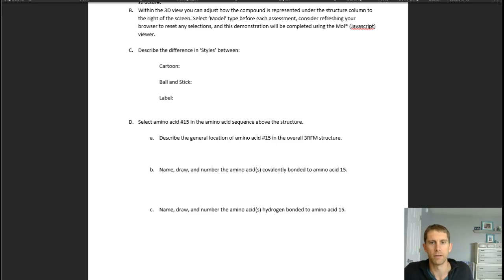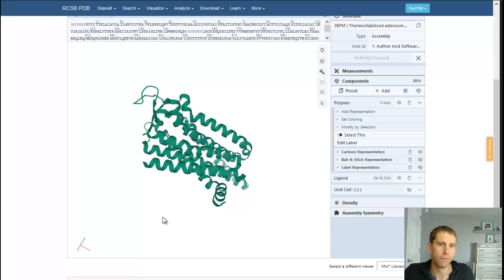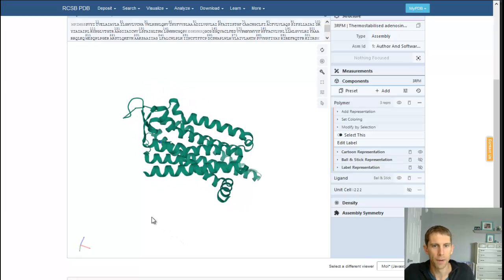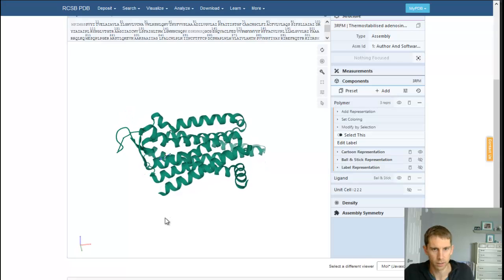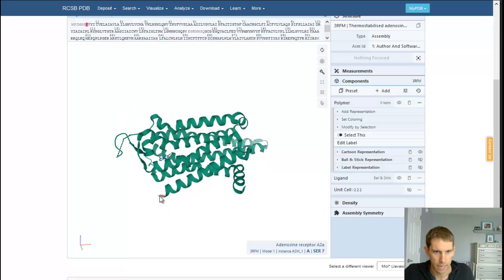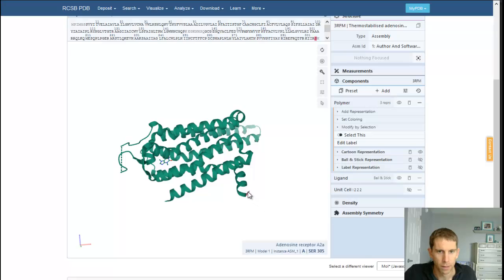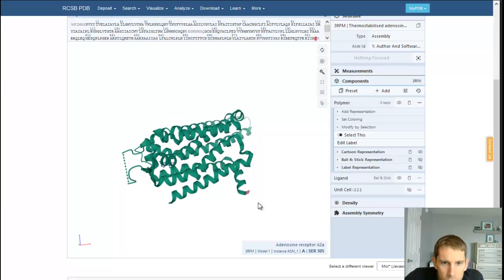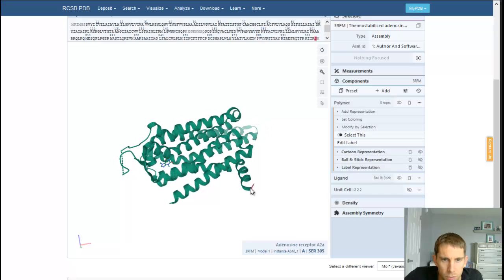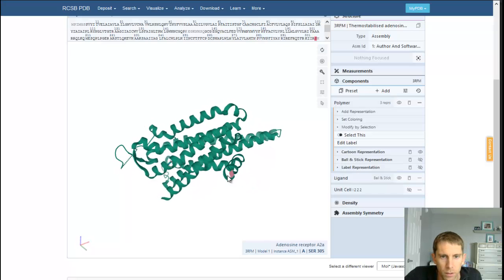we want to describe the general location of it in the overall 3RFM structure. So for amino acid 15, just looking at the structure, it looks like an end or starting point is here. And that looks like the starting point since I'm at a pretty low number for my amino acid sequence. This is serine, amino acid 7. The end point then of my specific protein structure is serine, which is amino acid 305. Now I have that highlighted in purple.